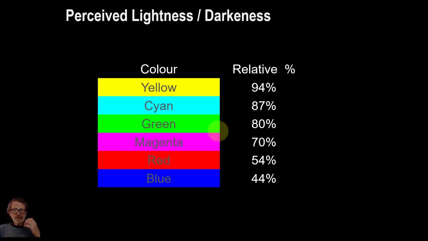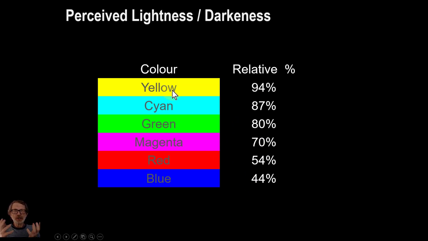So what we get then is, in perception, we perceive green as being brighter. So this is an order of brightness here. Yellow is brighter, then cyan, then green, and so on down to blue, which is the darkest. And these are the relative amounts. So why is green not at the top?